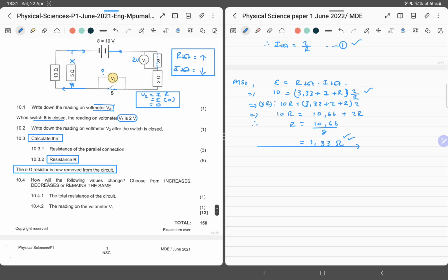Okay, it says now, how will the following values change? Choose from increases, decreases, or remains the same. Thankfully, they didn't say explain your answer, which is also a nightmare sometimes. So 10.4, we've got 10.4.1. What about the total resistance of the circuit? We can see that it increases.